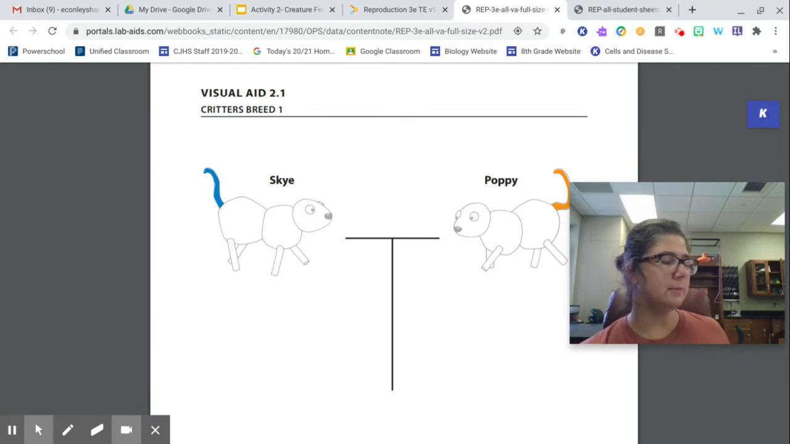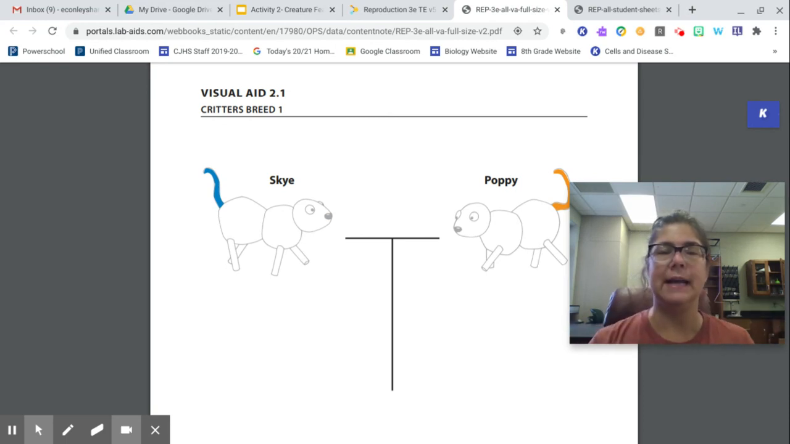The research departments in these two world-famous zoos have decided to try breeding Sky and Poppy in order to produce offspring and keep the rare critters from becoming extinct. Breeding involves intentionally mating two organisms to see what offspring they produce. This process is also often called crossing.